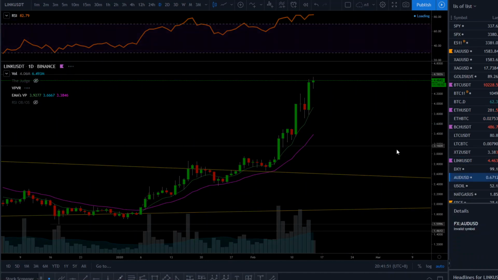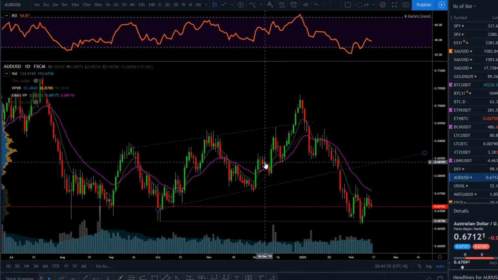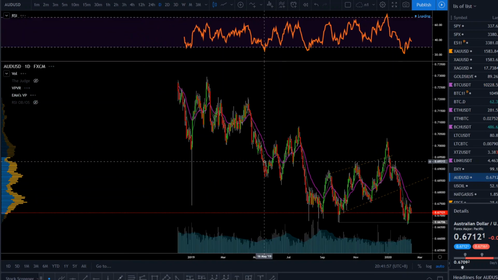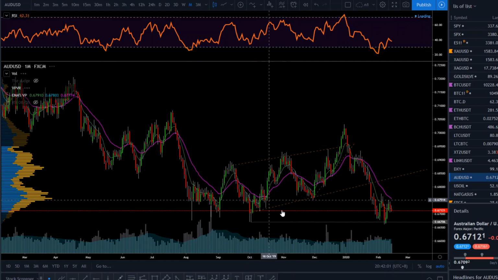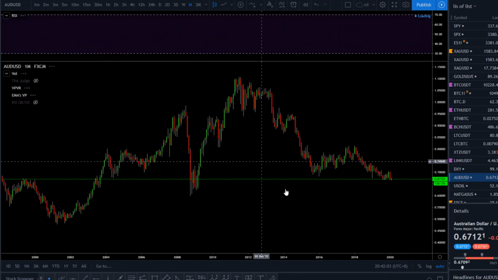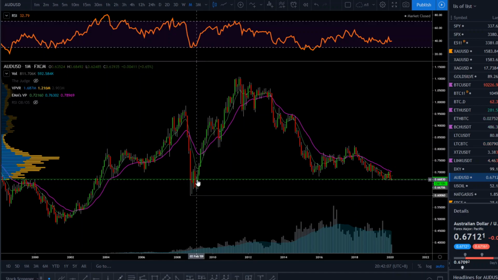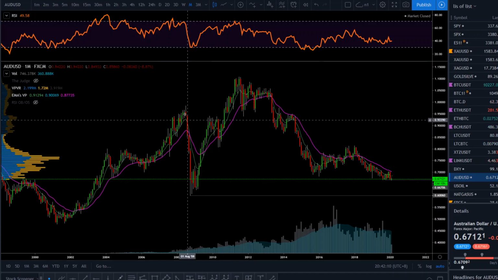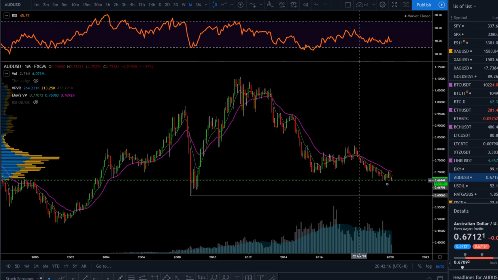Amazing. Let's have a quick look at the Australian dollar. So the Australian dollar is complete rubbish at the moment. Basically, if you look at it on the monthly, we're at the all-time lows since 09, since this huge crash, since 09 here. It's very bad for the dollar.